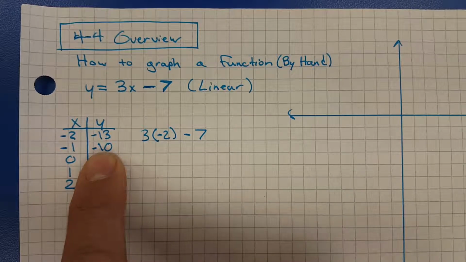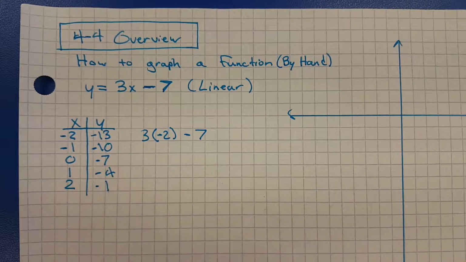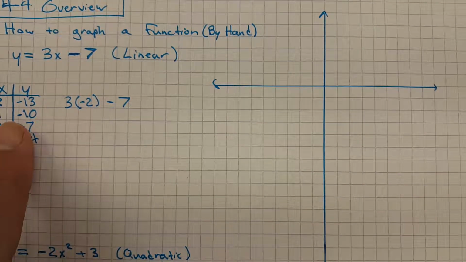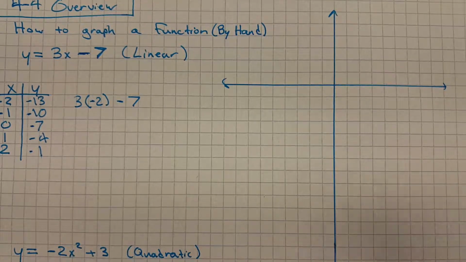This is -1 and -10. This is 0 and -7. So over here, as you can see, I've made a blank graph, and I think I've made enough room to graph all these coordinate points. I'm going to go ahead and try my best here.